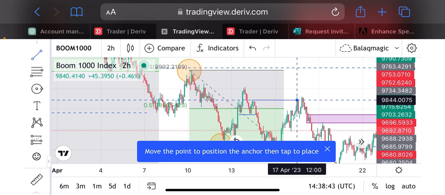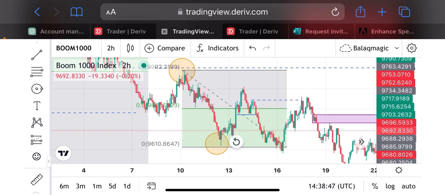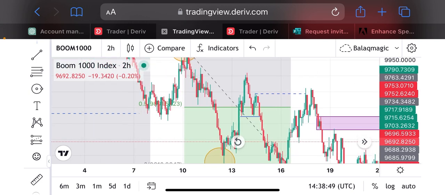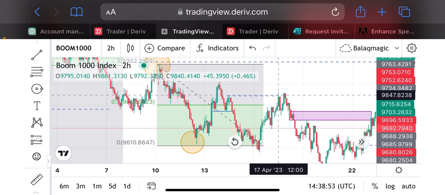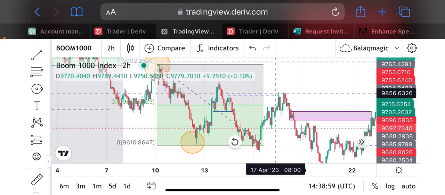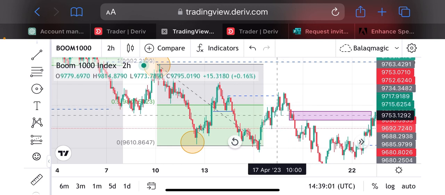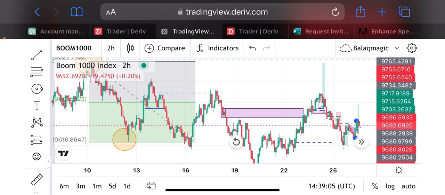I'm not giving entries now, I'm just showing you liquidity and how liquidity drives the market and how the market moves. So I'll be using dotted lines to draw my liquidity point. You see how it came back upwards to clear the liquidity and then move downwards. This failed to break this. You see, it failed to break, so it was taken out immediately.